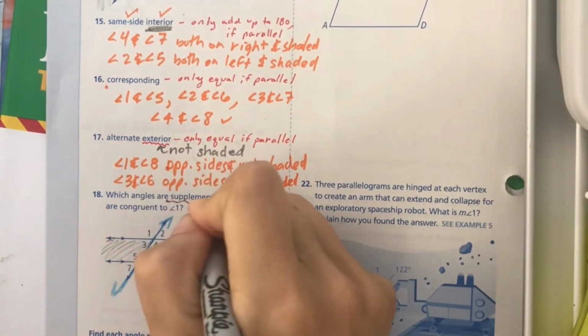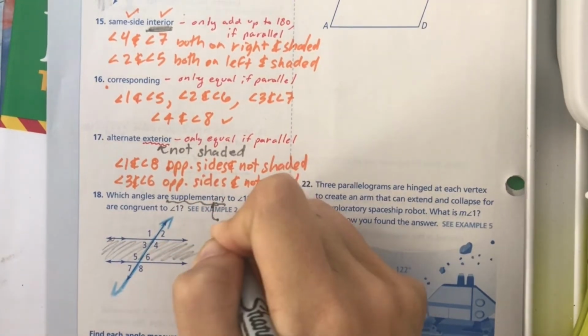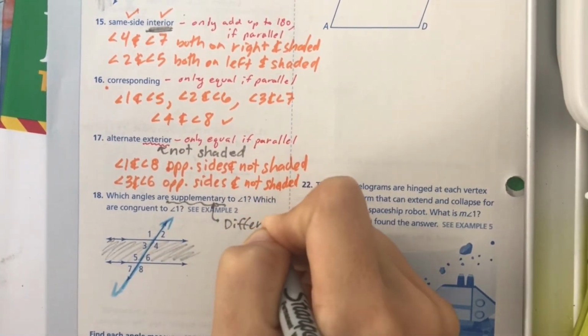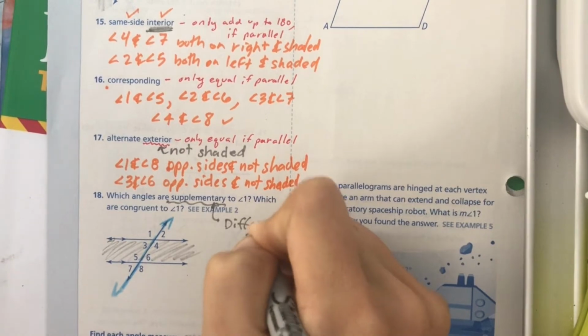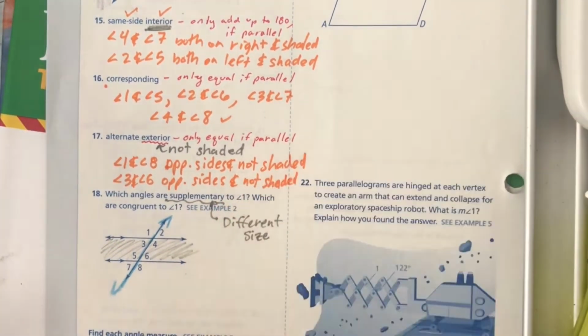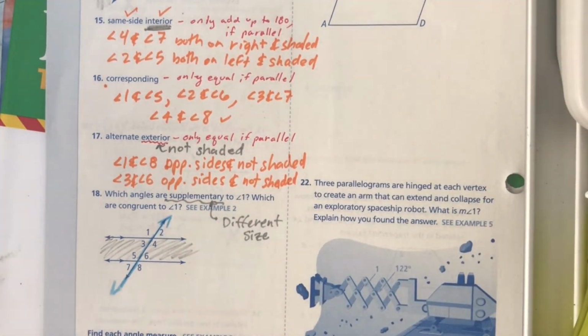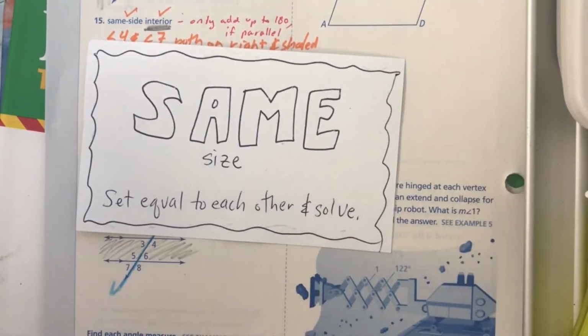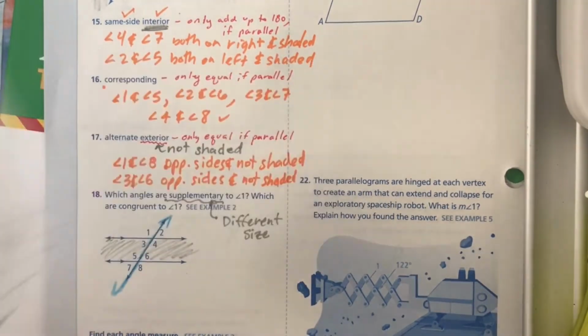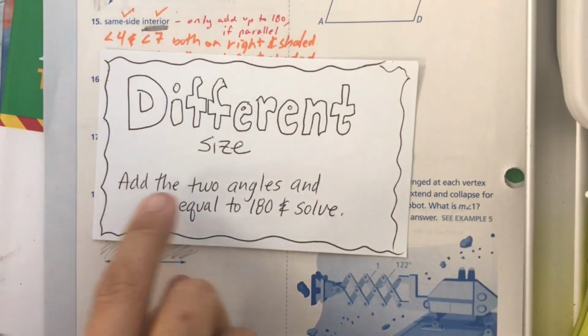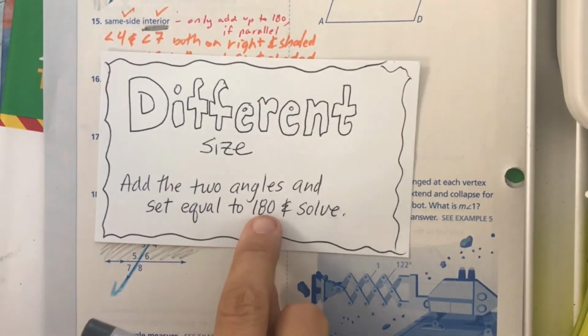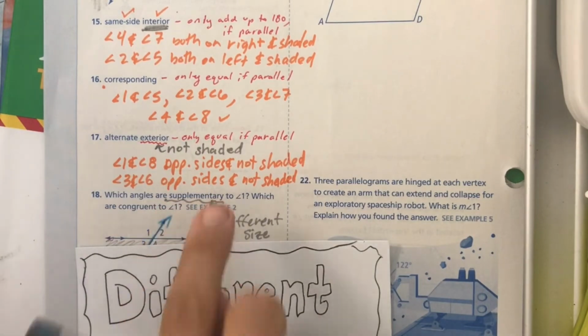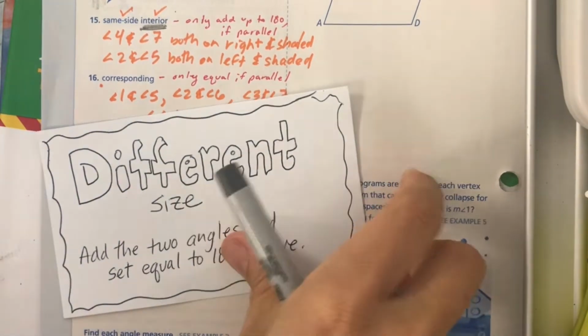So supplementary angles, I think, were the group where they were different sizes, right? Same size means they're equal to each other. So if you remember back to the card at your table, same size means set them equal to each other and solve. Different size is add the two angles to 180. Well, that's the definition of supplementary, adding them up to 180.